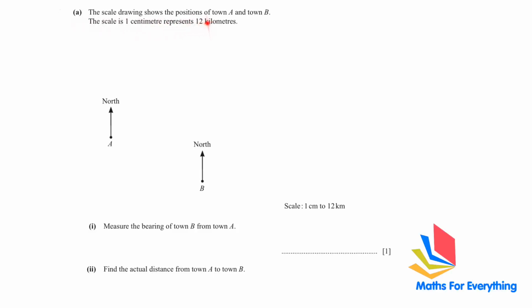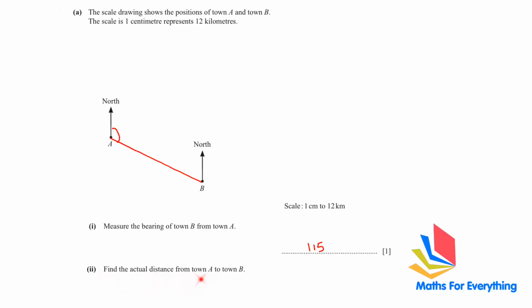The scale drawing shows the position of town A and town B. The scale is 1 centimeter represents 12 kilometers. Measure the bearing of town B from A. So we need the inside bearing. First, let's draw the line joining A and B, and put the protractor like this. When you measure, you will get the answer as 115.